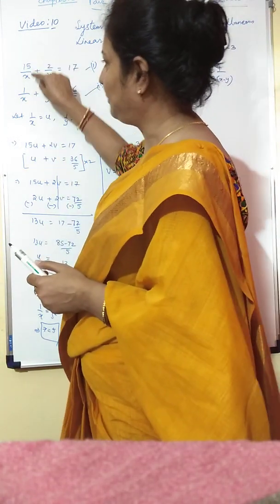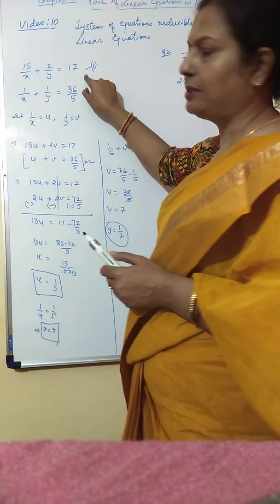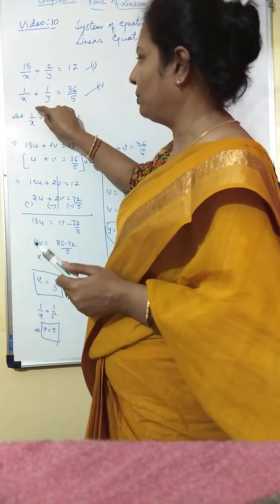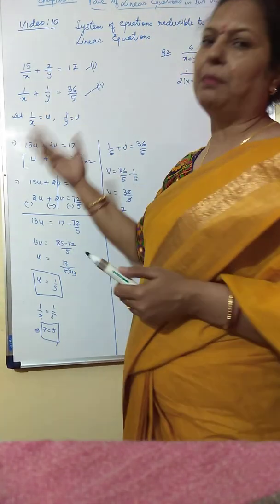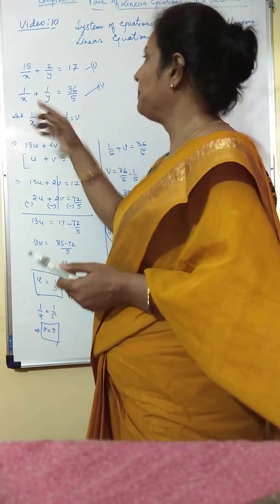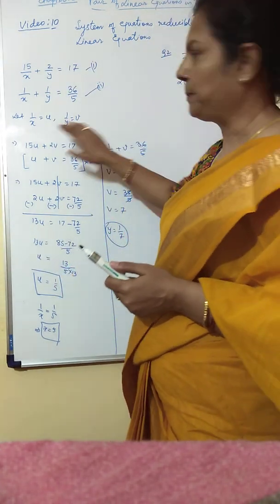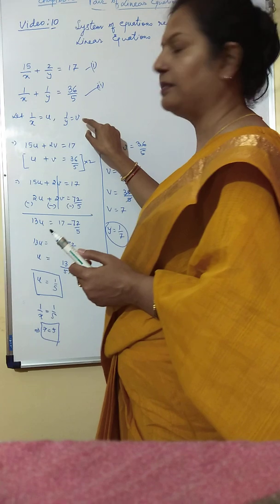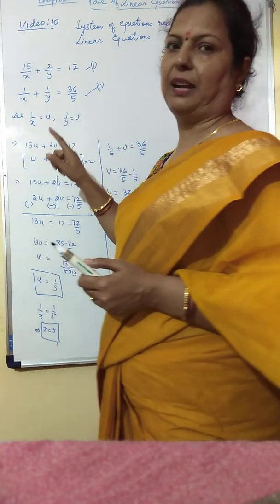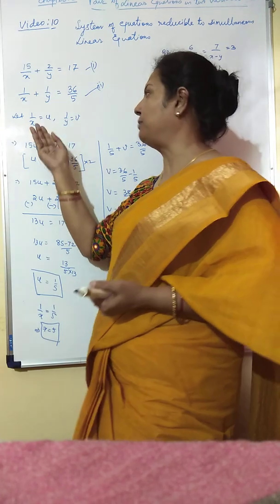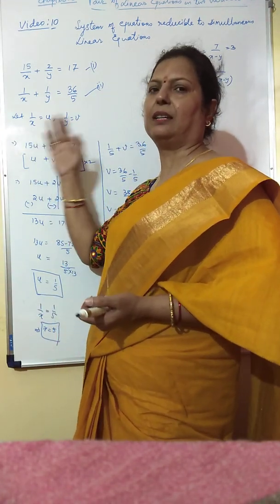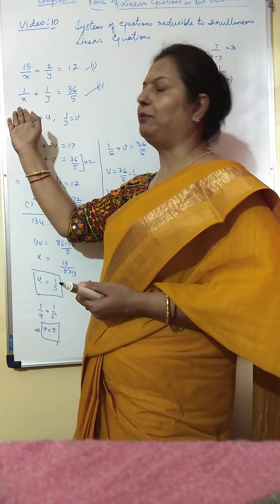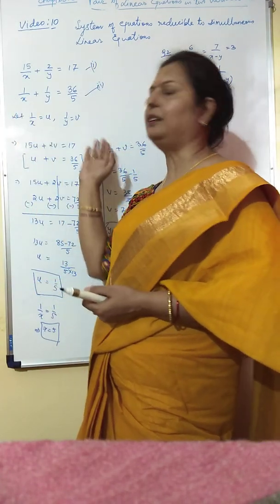Here you have 15 by x plus 2 by y is equal to 17. Now because the variable is in the denominator, what we do is we assume 1 by x as some other variable. So here I have taken u, and 1 by y as v. You can take any other variable as well. There is no limitation that I have to take u and v only. You can take a and b, you can take p and q, whichever variable you are comfortable to work with. The only thing is you have to replace the variables of the denominator with a new form.